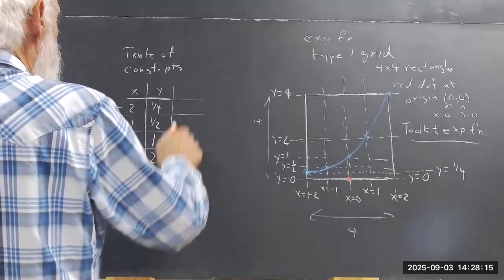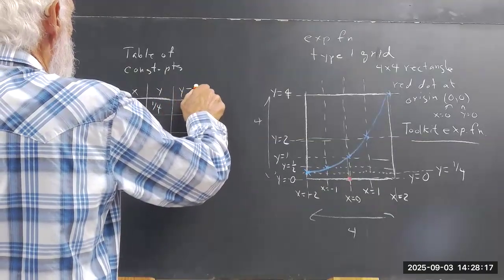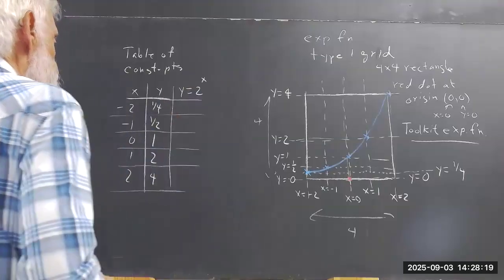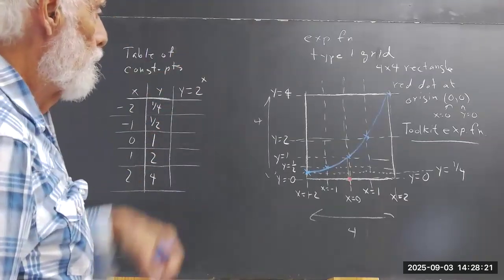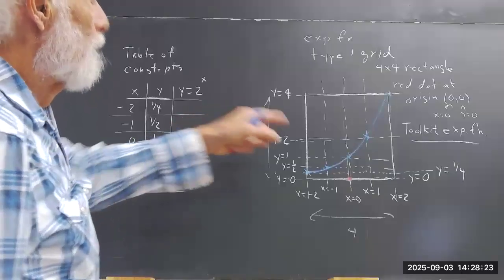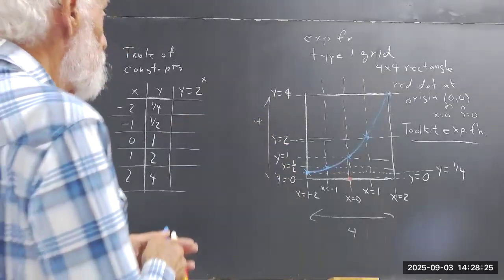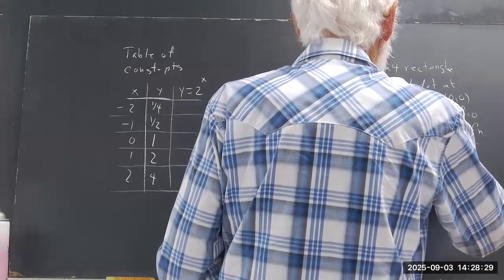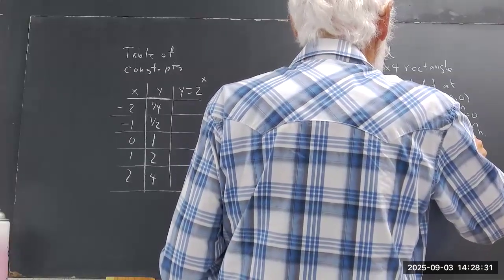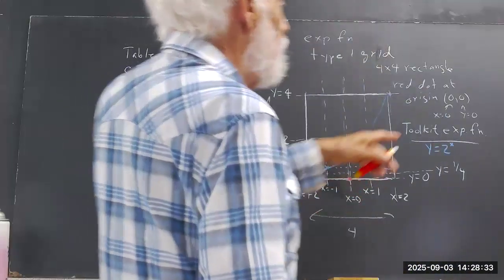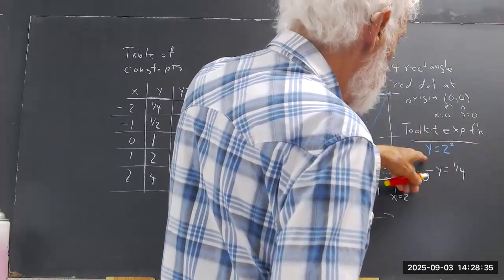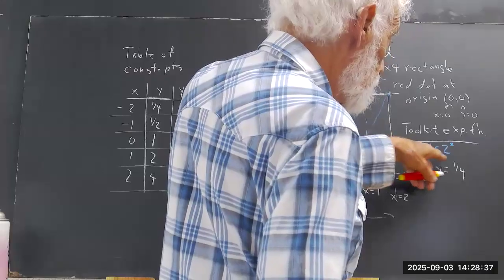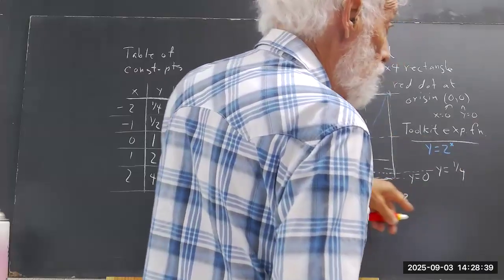So I'm going to write y equals 2 to the x. That's the equation for this. So now we could label this graph the toolkit exponential function. The basic toolkit exponential function is y equals 2 to the x.